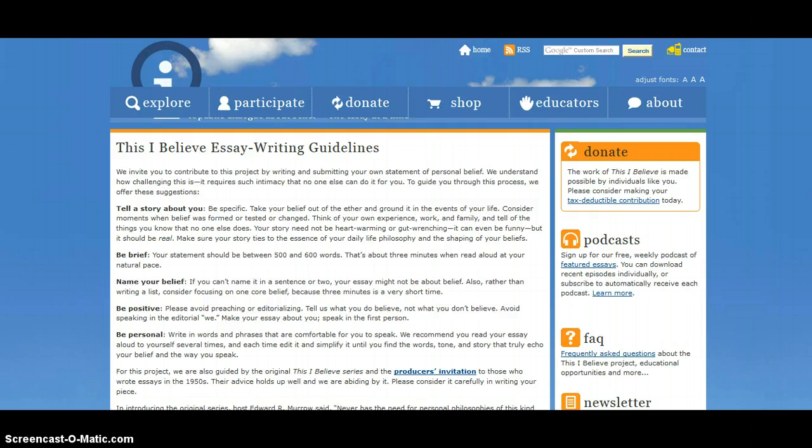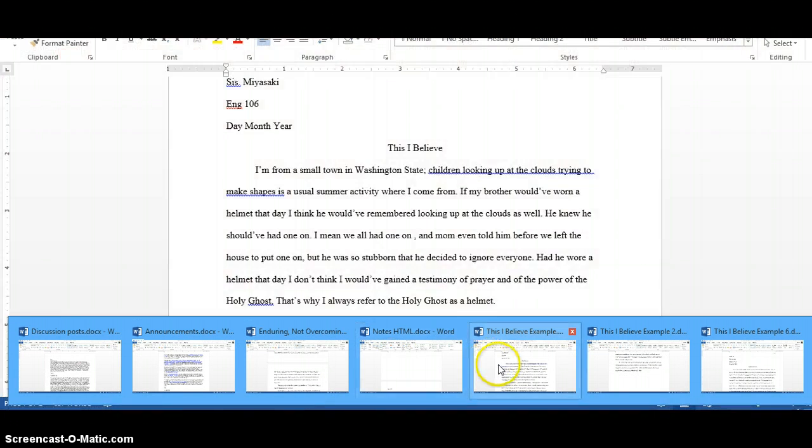Make sure your story ties to the essence of your daily life philosophy and the shaping of your belief. So usually it's one story, it's focused on that, and again, it should be real. And they talk about things where it's formed, tested, or changed. So let's look at some examples here.